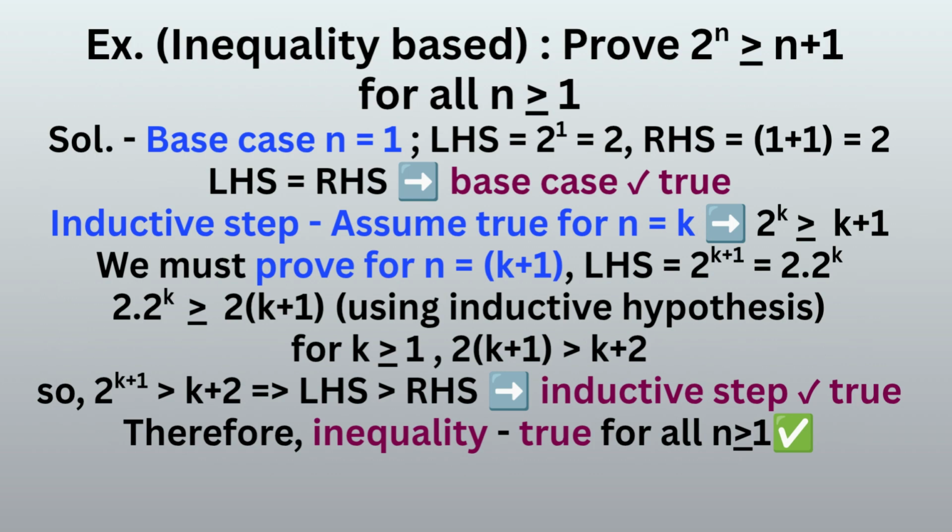Using equation 1, we replace 2 to the power k times 2 with something greater than or equal to k plus 1 times 2. So comparing LHS and RHS, we get 2k plus 2 is greater than or equal to k plus 2, always, for all k greater than or equal to 0. So the inequality holds true for all natural numbers greater than 1. By mathematical induction, this proof also teaches us a powerful concept: exponential functions grow much faster than linear functions.